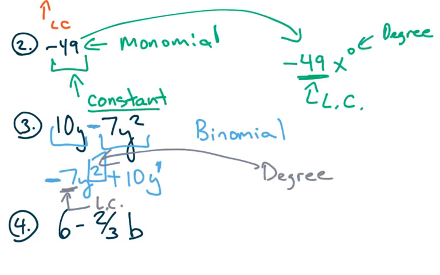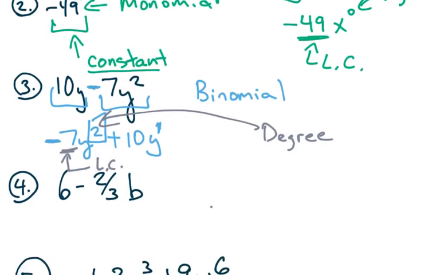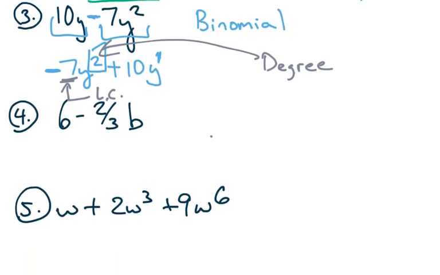That's important as well. This one now has 2 different sets of terms, and the degree is the highest exponent. Moving right along. Let's do this in a different color. This one, again, is still a binomial.